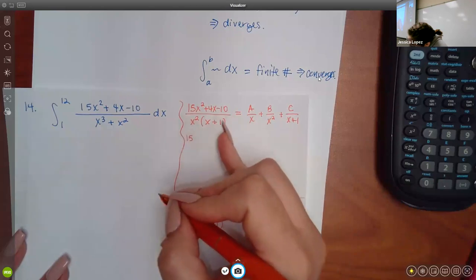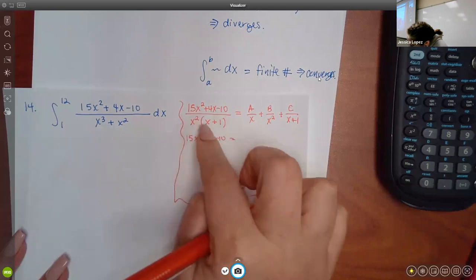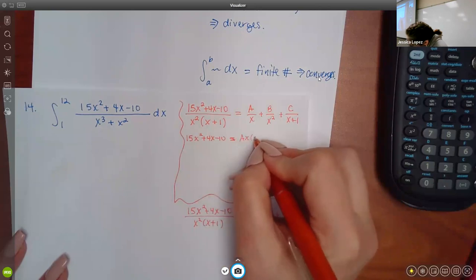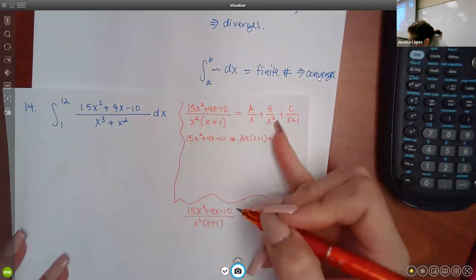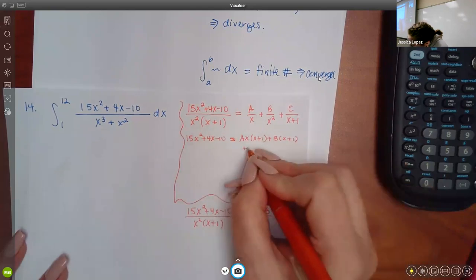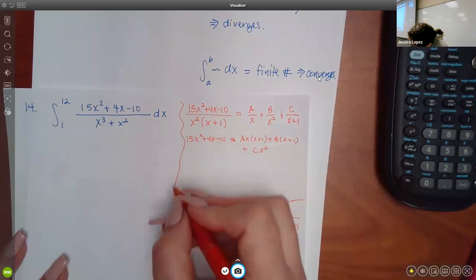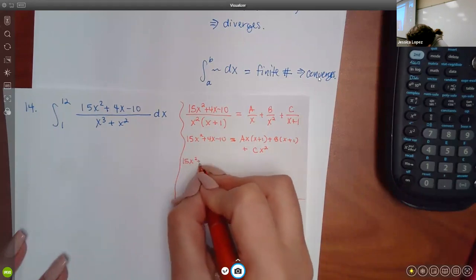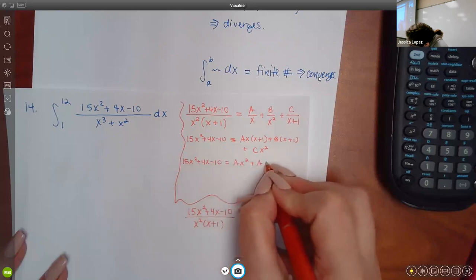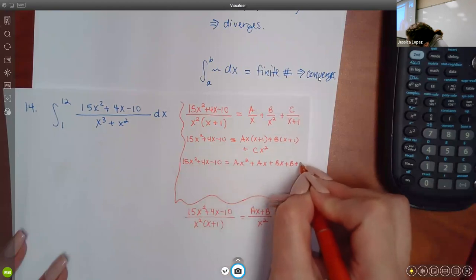But if I multiply everybody by this, they'll both cancel here. And over here, the x will cancel, but I'll still have an extra x and the x plus 1. Here, the x squared will cancel, but I'll have B times x plus 1. And then for C, only the x plus 1 will cancel. I'll still have the x squared. So I have Ax squared plus Ax plus Bx plus B plus Cx squared.